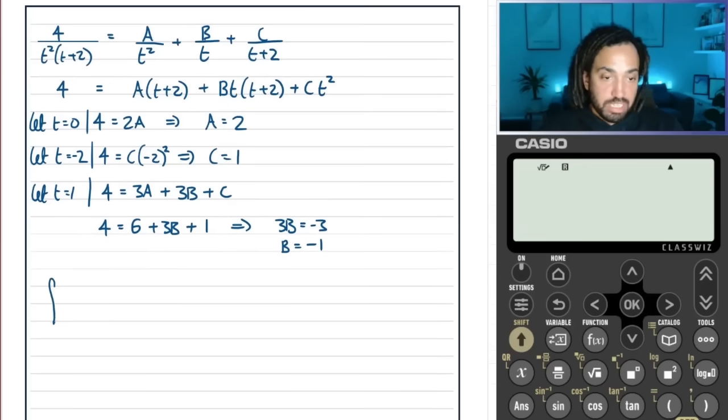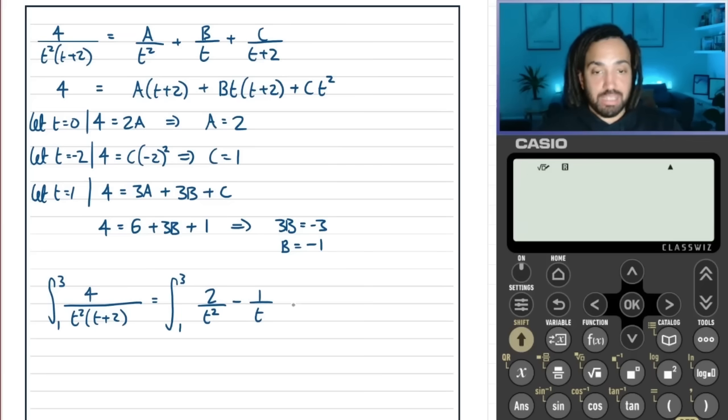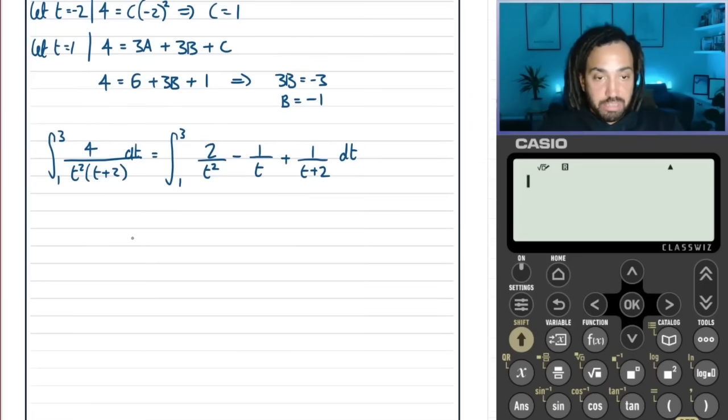So what we were integrating between 3 and 1 was 4 over t squared times t plus 2. But now that is equivalent to us integrating the partial fractions. A is 2, so it's 2 over t squared. B was minus 1, so we could put minus 1 over t. And c was 1, so we just put plus 1 over t plus 2, sorry. And that is dt, of course. Whoops, should have put dt here. Great. Okay, right, so integrate each of these then.